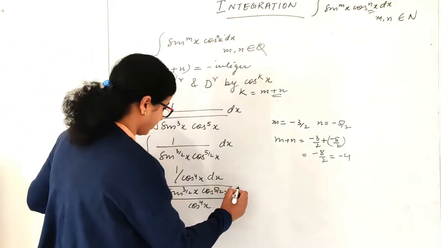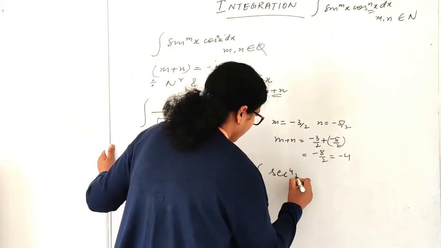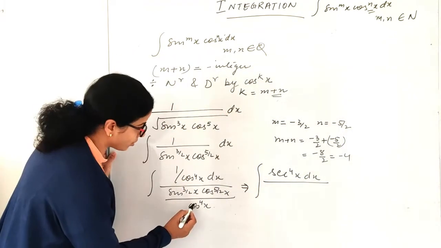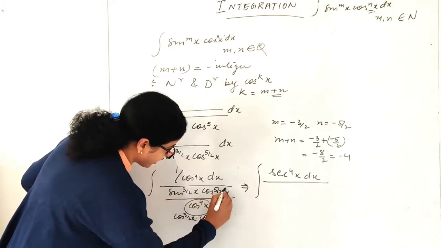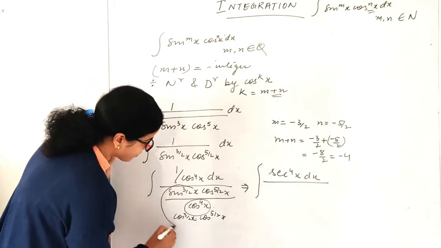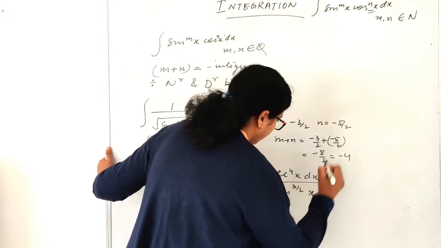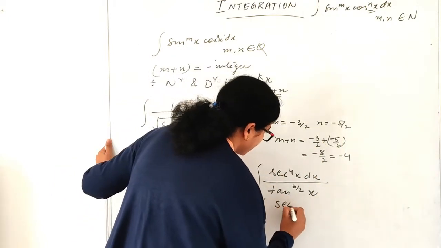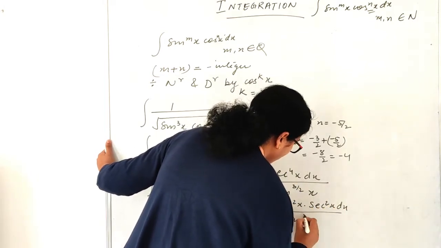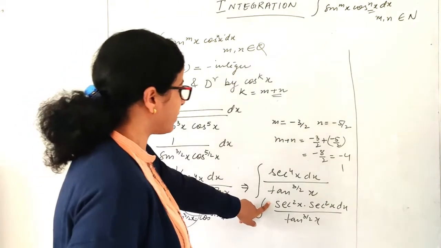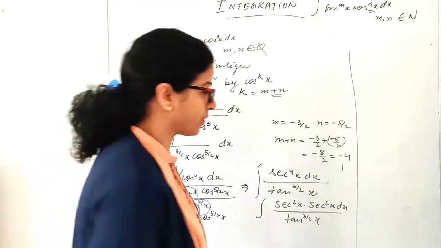Now if I solve this integrand, what am I going to get? I will get secant to the power 4 x dx upon, splitting this part, cos 5 by 2 x. This part will get cancelled, and this will get converted to tan 3 by 2 x. Now we split secant to the power 4 x into secant square x, so secant square x dx upon tan 3 by 2 x. Now pay attention: one of the secant squares I will convert into 1 plus tan square x, and then we will let tan x as t and solve the question.